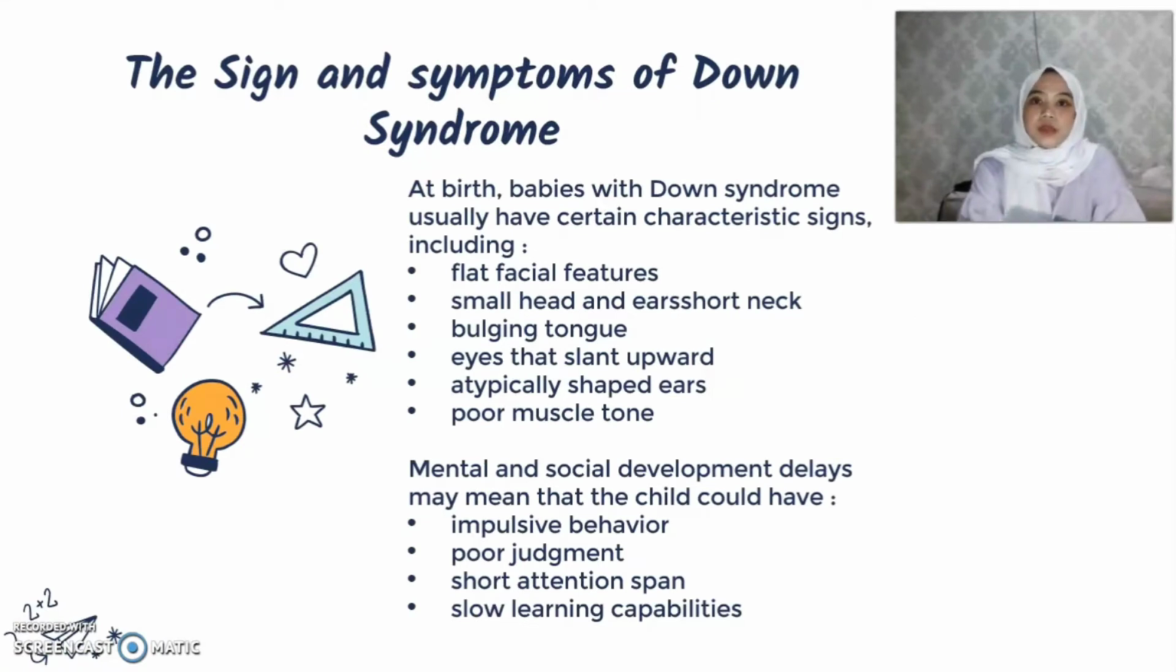And the signs and symptoms of Down syndrome. At birth, babies with Down syndrome usually have certain characteristic signs, including a flattened facial profile, small head and ears, short neck, bulging tongue, eyes that slant upward, and atypically shaped ears, and then poor muscle tone. And mental and social developmental delays might mean that the child could have impulsive behavior, poor judgment, short attention span, and slow learning capabilities.